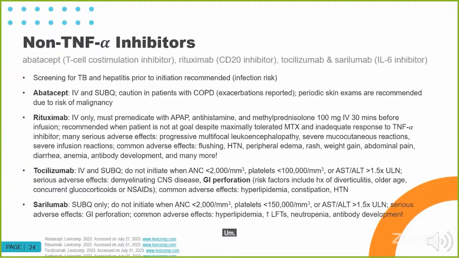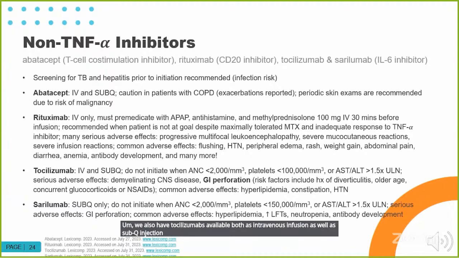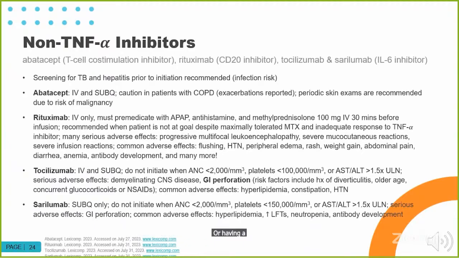We also have tocilizumab. This is available both as intravenous infusion as well as sub-Q injection that the patient can administer at home. It is not recommended to be initiated in patients that have an absolute neutrophil count less than 2,000, platelets less than 100,000, or having an AST or ALT level that is greater than 1.5 times the upper limit of normal.